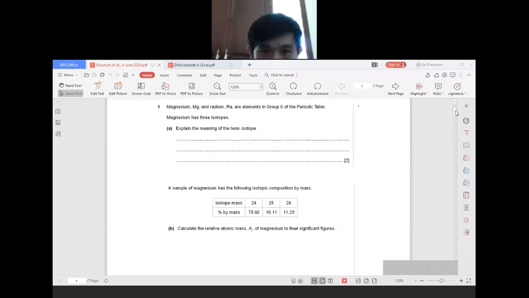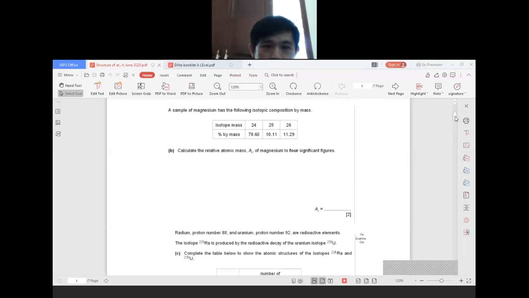Okay, now let's do B. A sample of magnesium has the following isotopic composition by mass. Calculate the relative atomic mass of magnesium to 4 significant figures.